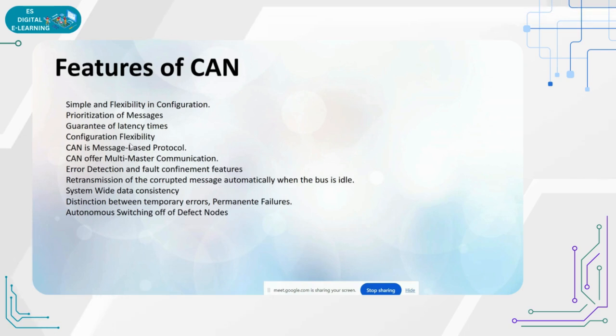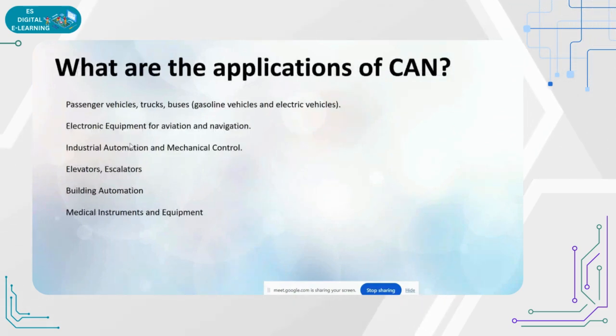And if any node is not working, what is a node? A node is a device, the controller, or the microcontroller. If the node is not working properly, it will automatically switch off, after reaching the bus-off error. These are the features of CAN.